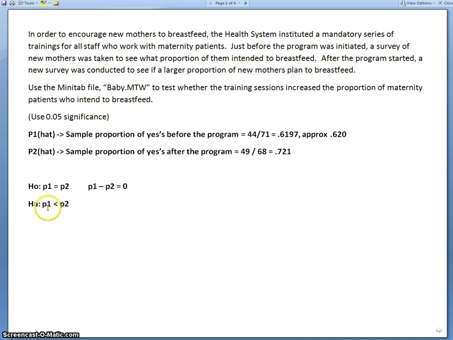If I wanted to get P1 and P2 on the same side, I could subtract P2 from both sides. In this case, when you subtract them, we get a value that is less than 0. We subtract P2 over to this side. When we find the difference, if P1 is first, then P2, and subtract them, it is going to be a negative number. So how are we going to put this into Minitab?